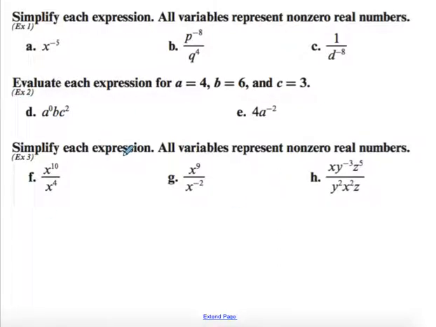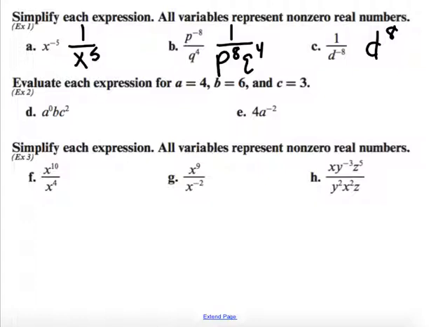Here are some other practice problems that you could do, okay, like x to the negative 5th, this is the same as 1 over x to the 5th. P to the negative 8th over q to the 4th, well, I could express that as 1 over p to the 8th q to the 4th. 1 over d to the negative 8th is the same as d to the 8th.